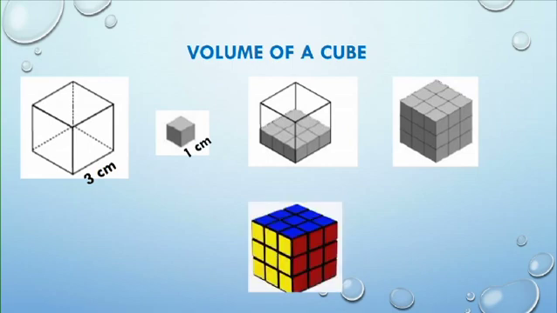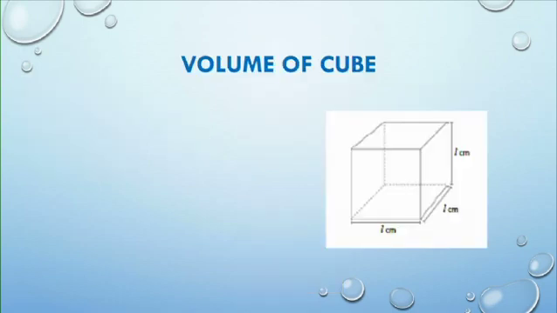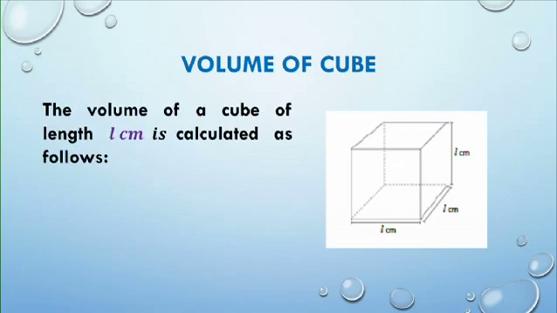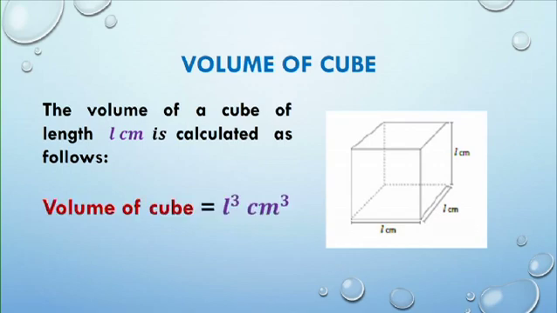In fact, I can compare it with this cube. You can see that we have 3 along the width, 3 along the height, and 3 along the length. So the volume of a cube having length L centimeters is calculated as follows. Volume of cube will be simply L cube centimeter cube. That is, it's going to be L times L times L.